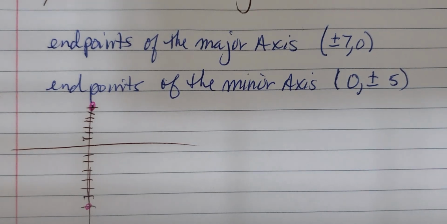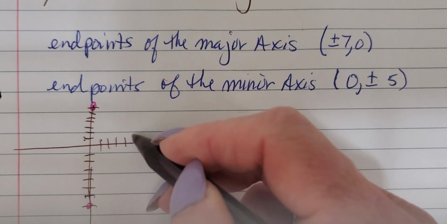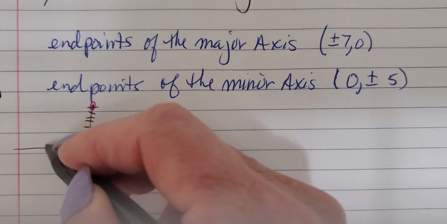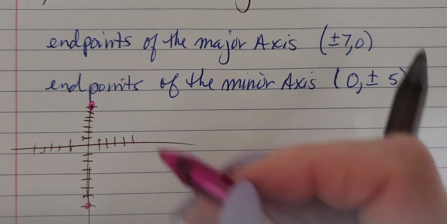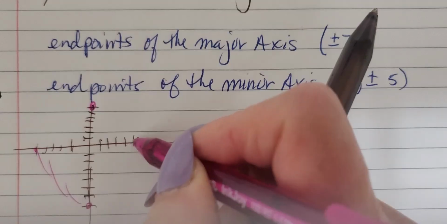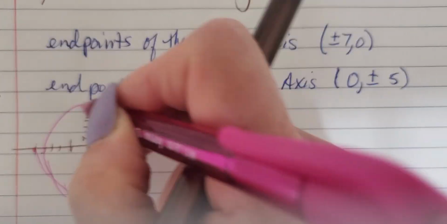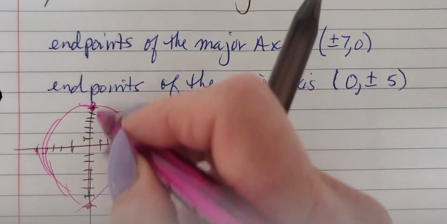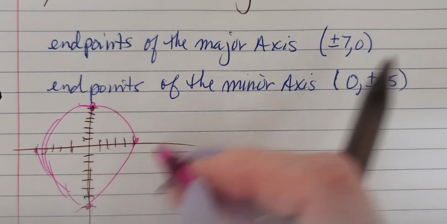And then you go 5 the other way. 1, 2, 3, 4, 5. So you can kind of see, even though I'm not using graph paper, you can tell this is the major axis.